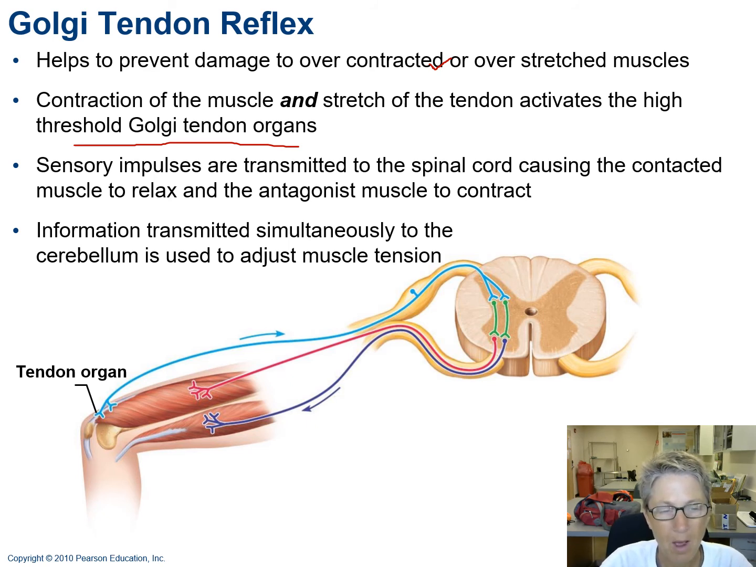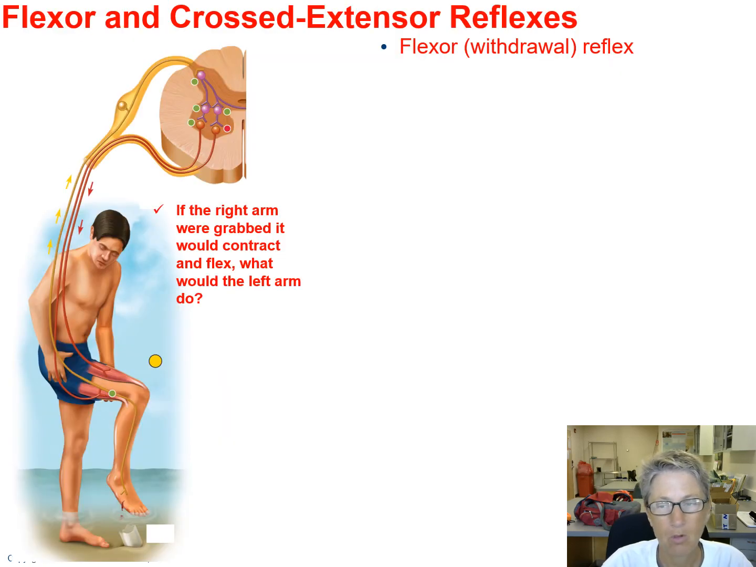And then we talked about how the sensory impulses or action potentials are transmitted to the spinal cord, causing the contracted muscle to relax, that's the quadriceps, and the antagonistic muscle, the hamstrings, to contract. And then it doesn't show this cartoon, but information about this event is simultaneously sent to the cerebellum, and then the cerebellum helps adjust.